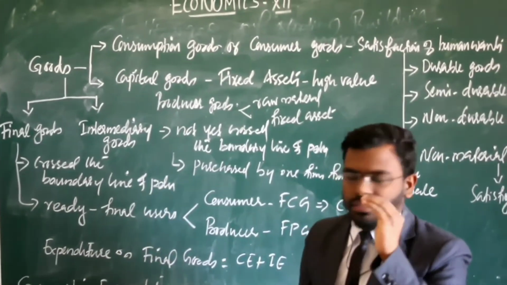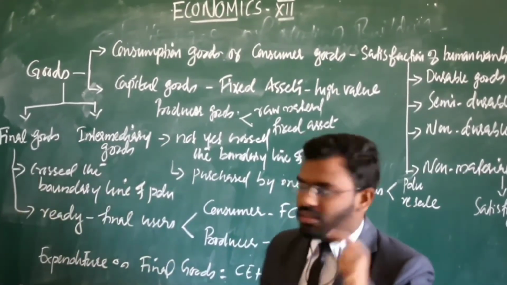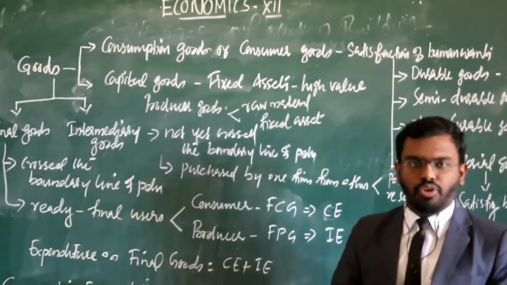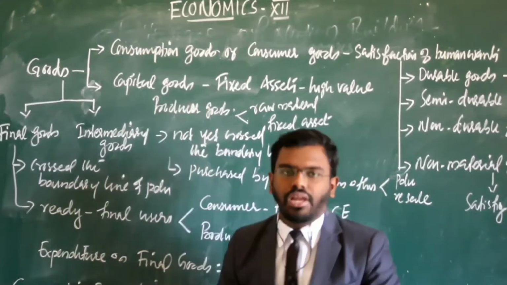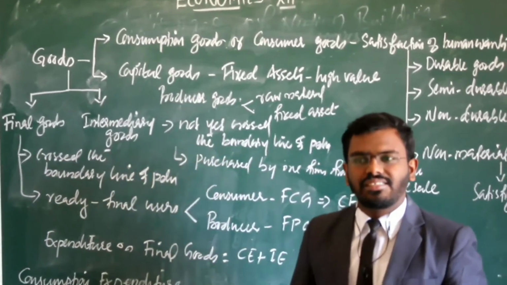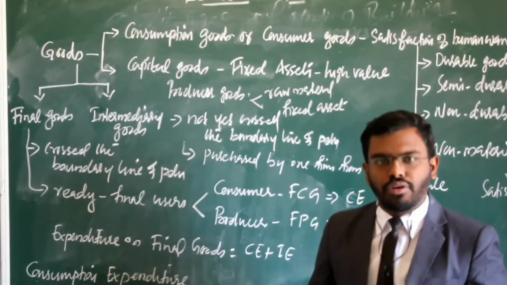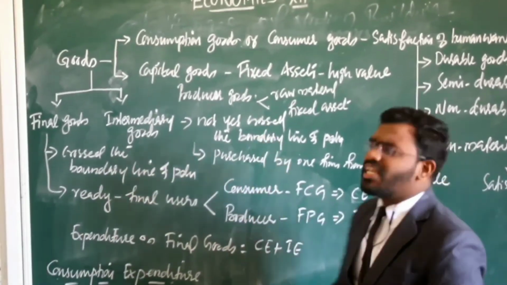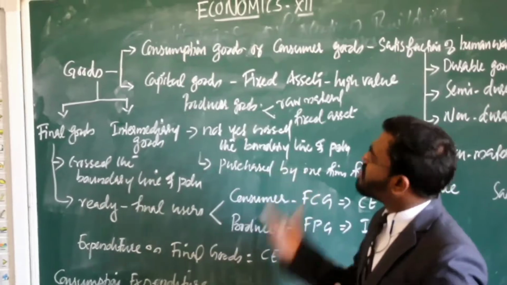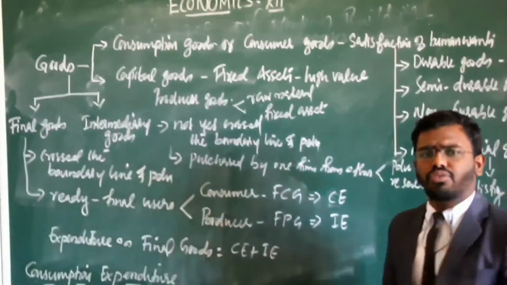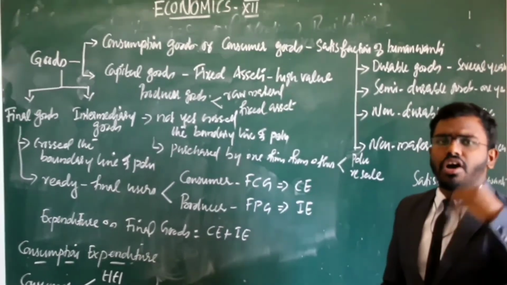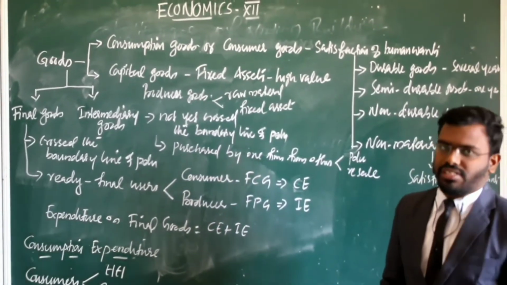The first type of classification is consumption goods, or consumer goods, both are the same, and capital goods. So what is consumption goods or consumer goods and what is capital goods? From the word itself we can easily understand what consumption goods are. Consumption goods are the goods which are demanded by the consumer for satisfying their wants.